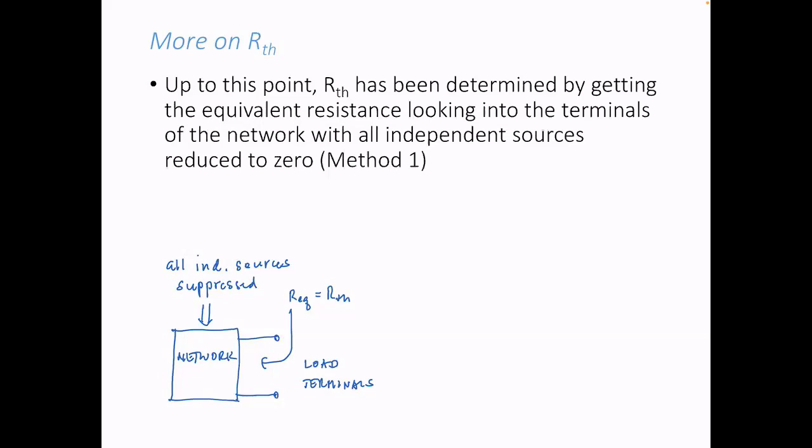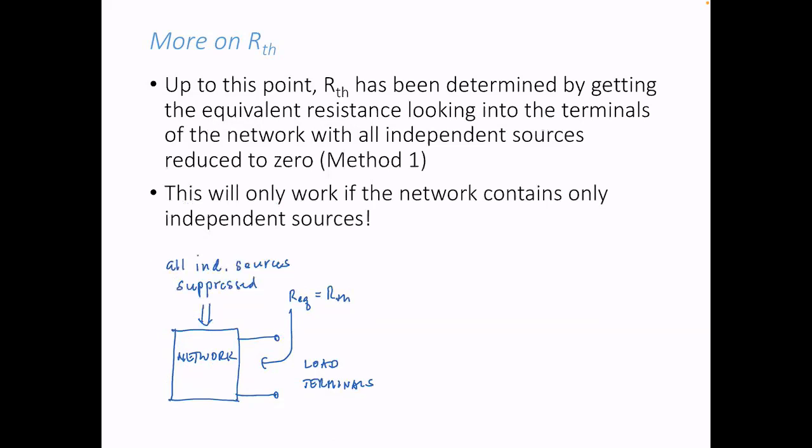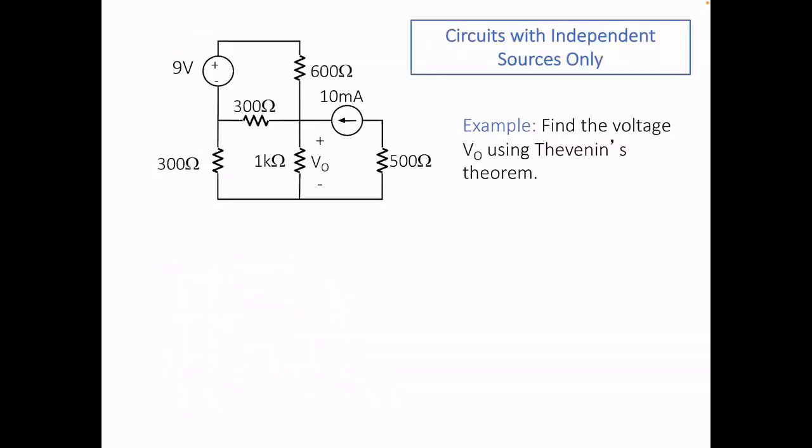And it's easy to suppress an independent source. A voltage source you replace with a short circuit, a current source you replace with an open circuit. But I want to emphasize that this will only work if the network contains only independent sources. Let's do another quick example, just to refresh you. So this is an example of a circuit with an independent source. The problem is to find V of O using Thevenin's theorem. So we're supposed to find this voltage.